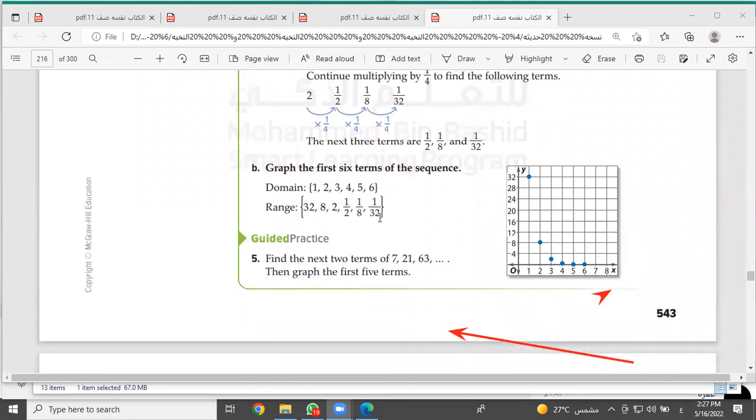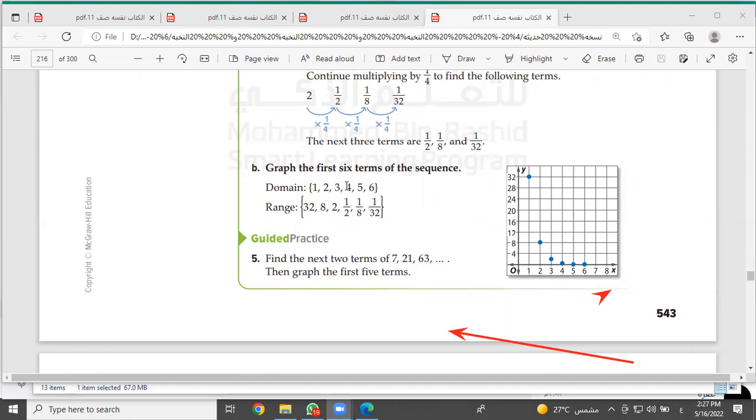Look over here, number B, graph the first 6 terms of the sequence. For example, 1, 2, 3, 4, 5, 6. This is the domain. It means the first term equals 1, second term 2, third 3, 4.